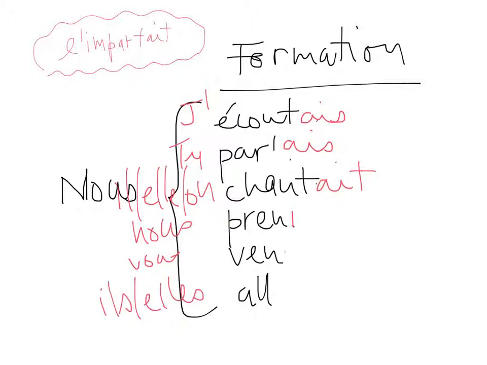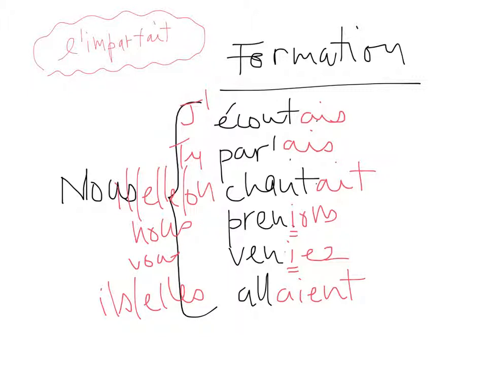This time it's going to be a bit different. Nous prenions. There is a little I, see? That's why it's different from the present tense. Nous prenions. Vous veniez. Little I also. Et ils, elles allaient. A-I-E-N-T. And here it is. Here you have the imparfait. The six forms of the imparfait for almost any other verb.